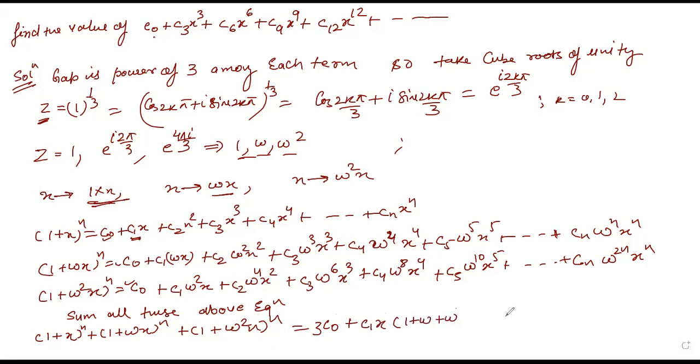What will be the coefficient of C2x square? Here is your C2x square. It will come as 1 plus omega square plus omega raised to the power 4. What is the coefficient of C3x cube? 1 plus omega cube plus omega raised to the power 6. What is the coefficient of C4x raised to the power 4? 1 plus omega raised to the power 4 plus omega raised to the power 8.